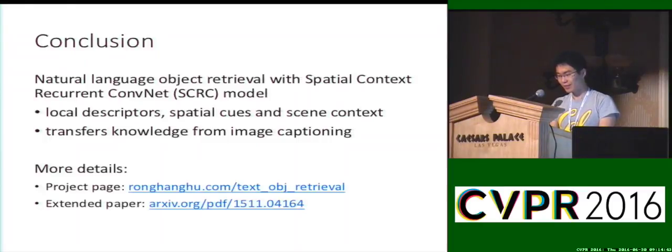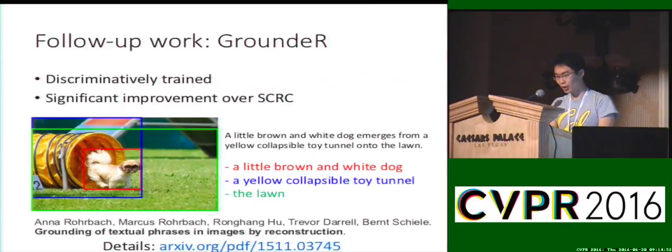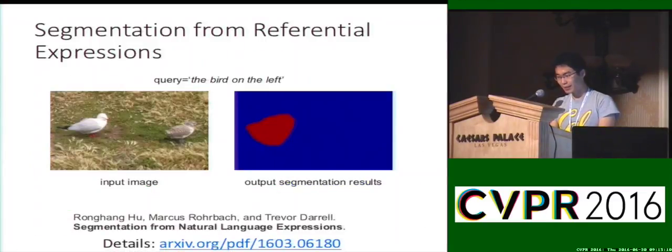For more details, please visit our project page and see our extended paper on arXiv. In our follow-up work, we also propose a discriminatively trained GroundeR model and achieve significant improvement over SCRC, and please follow the arXiv paper below for the details of this model. We also extend the language-based object localization from bounding boxes to dense pixel-wise segmentation, by first encoding the textual phrases and then performing fully convolutional dense classification. If you are interested in the details, please follow the arXiv paper below.